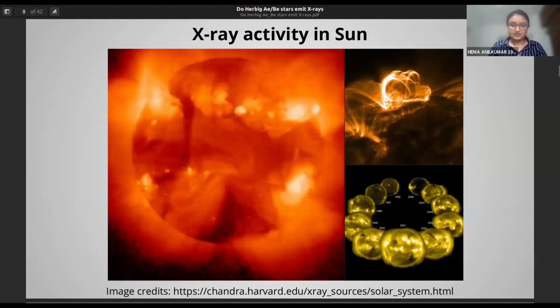So this is an X-ray image of the Sun, which is taken from the soft X-ray telescope on board the Yohkoh satellite. We also see the stellar flares and the 11-year cycle of the Sun. So these solar features offer insights into X-ray emission mechanisms that can also be applied to other stars.